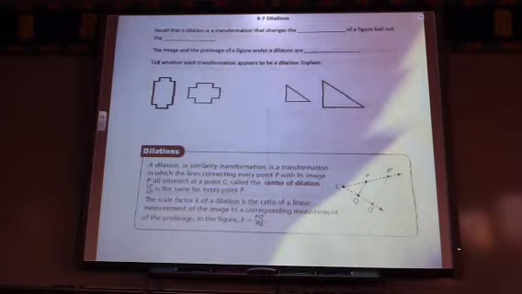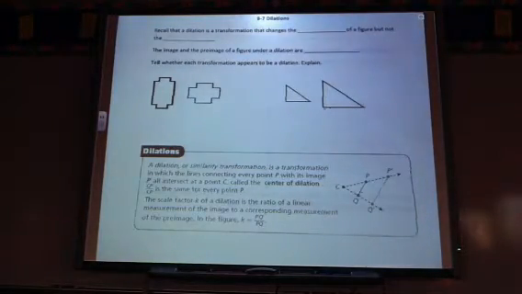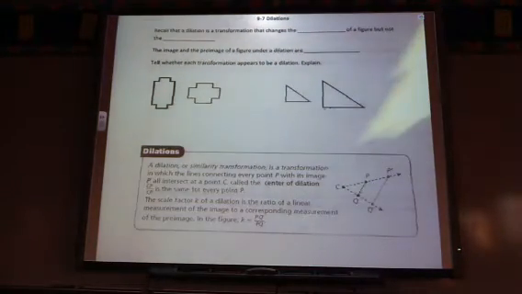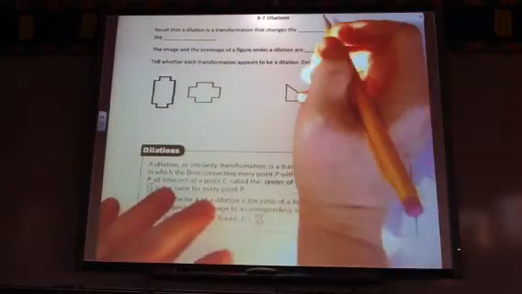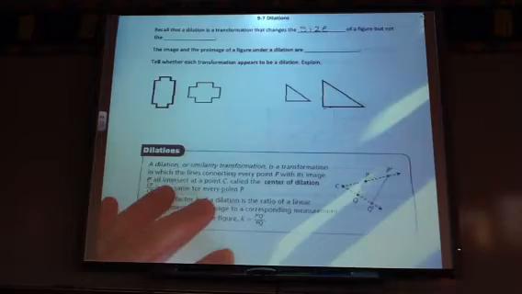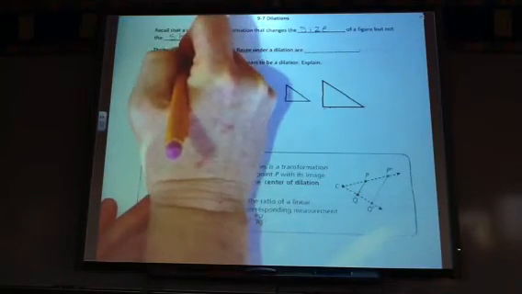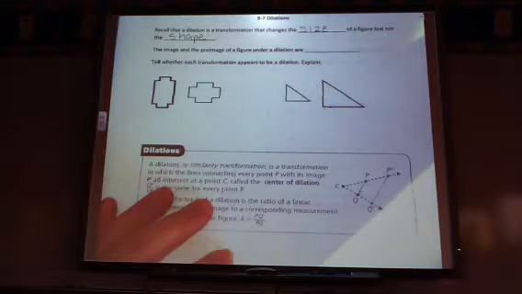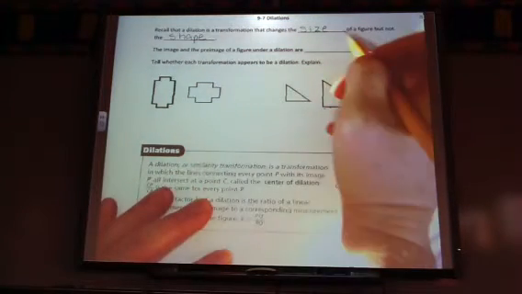Alright guys, we're going to do the last section of Unit 9, and it's dilations. If you can recall, a dilation is a transformation that changes the size of a figure but not the shape. The image and the pre-image of a figure under a dilation are similar.